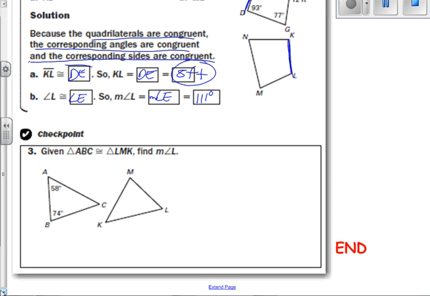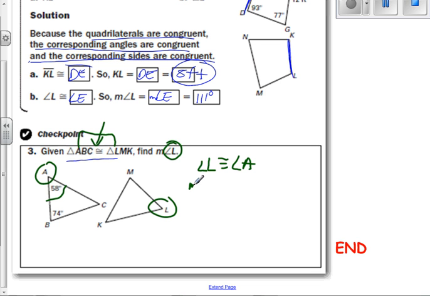If I look at my key, I know I'm looking for angle L. Well, L goes to A. A is 58, and I know that these are congruent triangles, so angle L is congruent to angle A. Therefore the measure of angle A is equal to the measure of angle L. The measure of angle A is 58 degrees, so the measure of angle L is 58 degrees. That would be our answer on that one.